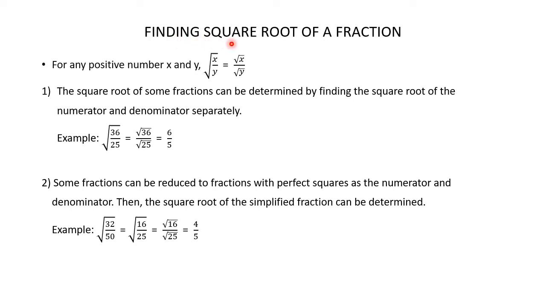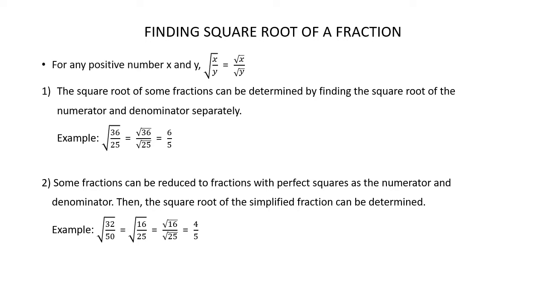Now let's learn how to find the square root of a fraction. To find the square root of a fraction, you have to understand one important concept. That is, for any positive number x and y, the square root of the whole fraction x upon y is equal to square root of x upon square root of y. So square root of x upon y is equal to square root of x upon square root of y. This is a very important concept.